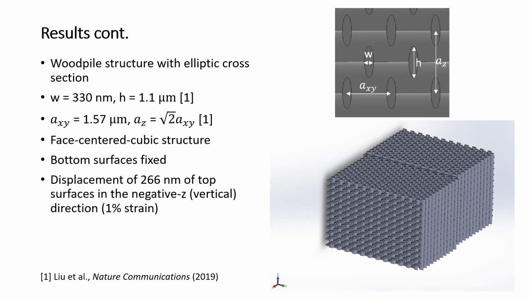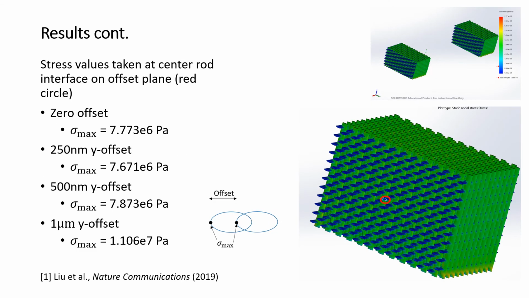Two parts were then assembled together as an assembly, and offsets were applied at the interface to simulate inaccurate stitching. For the stress analysis, the bottom faces of the structure were fixed, and the downward displacement was applied to all top surfaces to result in a 1% strain. The stress values were taken at the interface between the two center rods on the offset plane, which is shown as the red circle in the right figure.